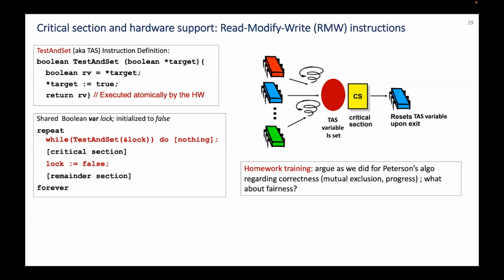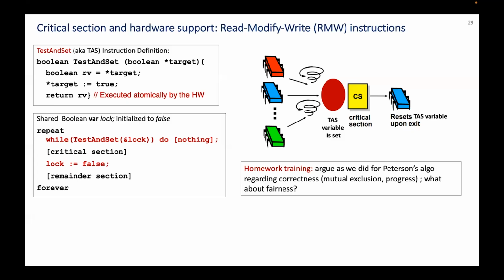Now, if you think about it, you will agree with me that if the target variable is set to false and n concurrent threads invoke the test and set, then only one will get false in return. If you agree with this, then probably you can see how we can use the test and set in the entry section as shown in the example. A thread can enter its critical section only if the test and set returns false. If there are concurrent invocations, the test and set will only return false to one thread, and no other thread will be able to enter its critical section until another thread exits its own and sets lock to false.